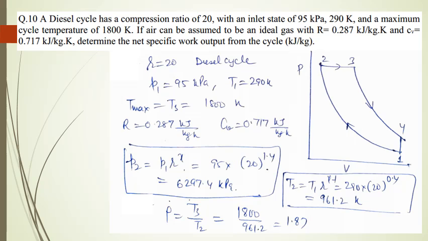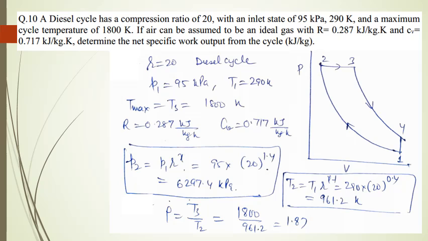A diesel cycle has a compression ratio of 20 with an inlet state of 95 kilopascal, 290 Kelvin, and a maximum cycle temperature of 1800 Kelvin. If air can be assumed to be an ideal gas with R equals 0.287 kilojoule per kg per Kelvin and Cv equals 0.717 kilojoule per kg per Kelvin, determine the net specific work output from the cycle. Now we have given the PV diagram for the diesel cycle. The compression ratio is 20, P1 equals 95 kilopascal, T1 equals 290 Kelvin. The T maximum, that is the temperature at point 3, is 1800 Kelvin.